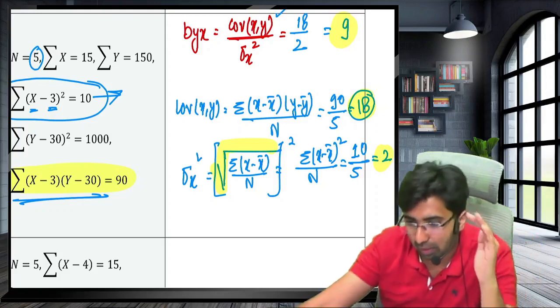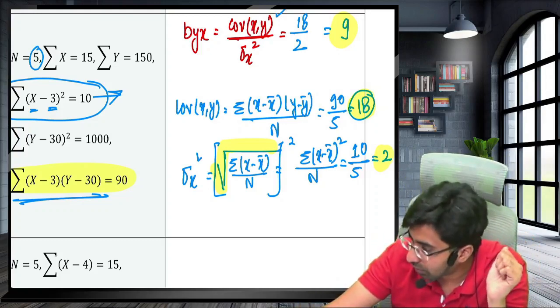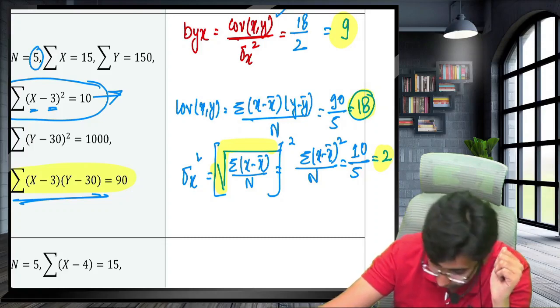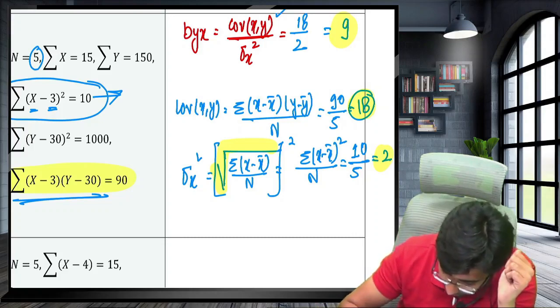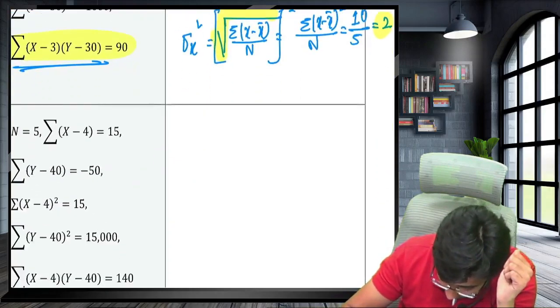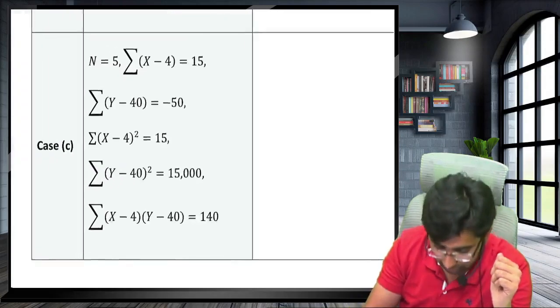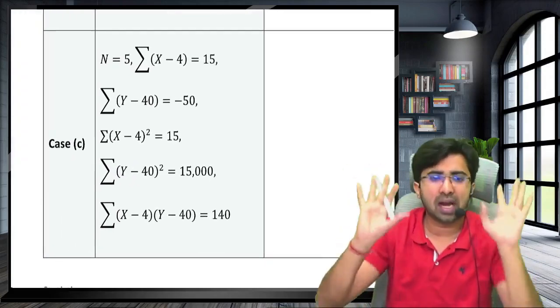Pooja, can you repeat? I'm unable to hear you. Okay, let's do one thing. Again, there is the same question. Pooja, I am taking case C, same question as it is.